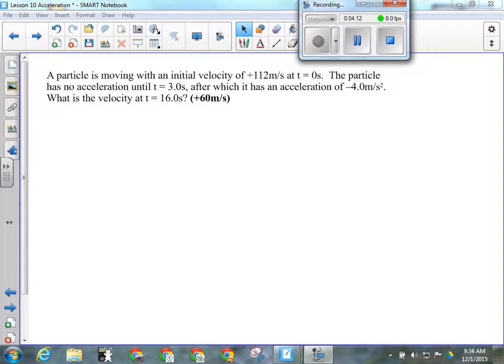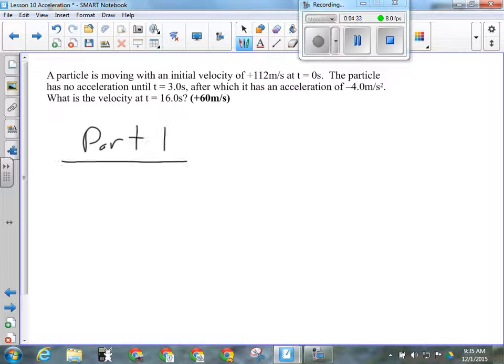Okay, so we got this particle that's moving with an initial velocity that is positive, so let's say to the right. The particle has no acceleration until time 3 seconds. So what is it doing for the first 3 seconds? It's traveling at a constant speed. So in part 1, I know that my acceleration is 0, but my speed is positive 112 meters per second, and the time is 3 seconds.